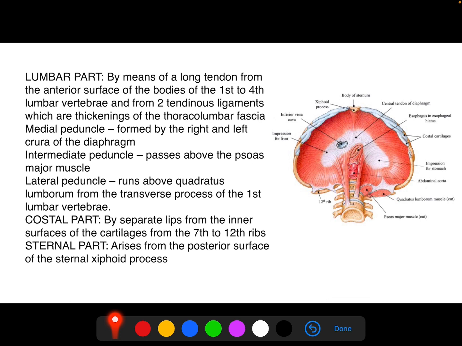The costal part originates by separate lips from the inner surfaces of the cartilages of the 7th to 12th ribs. The sternal part arises from the posterior surface of the sternal xiphoid process.